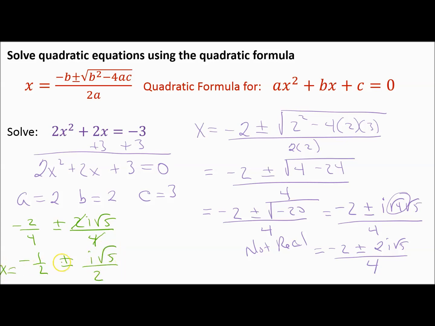Of course, that's x equals. It's two answers. One of them is x equals negative 1/2 plus i square root of 5 over 2, and the other one is x equals negative 1/2 minus i square root of 5 over 2. Okay, those are your two different solutions to this quadratic equation.